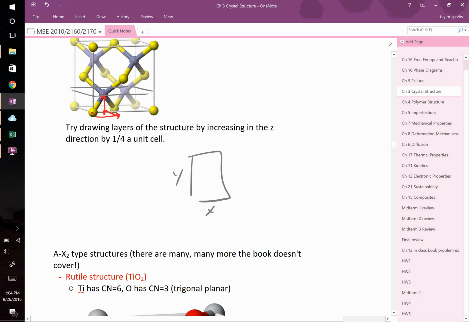How many atoms are there? It's just the two that we intersected, right? Now if you go up 3/4 up in the direction, what do you have? Mirror image. Is it the same thing? Mirror. Now they're shifted like that, right? So that's the way to think of this structure.